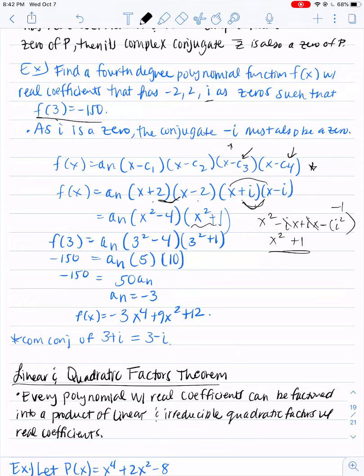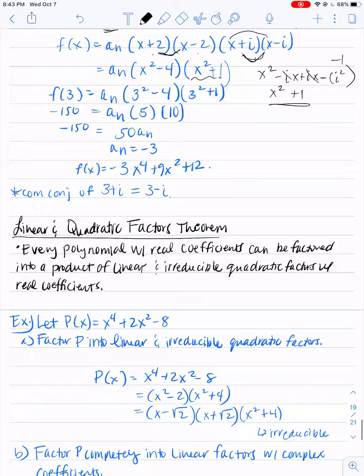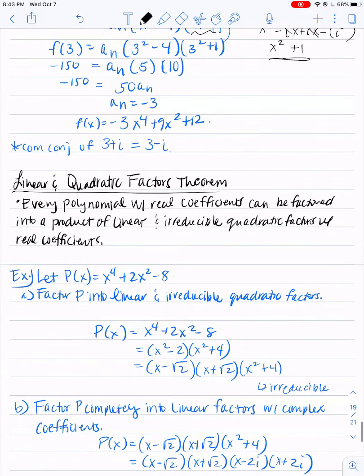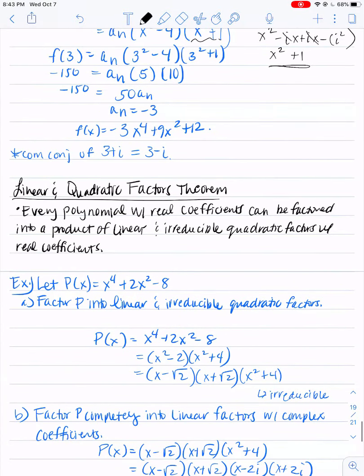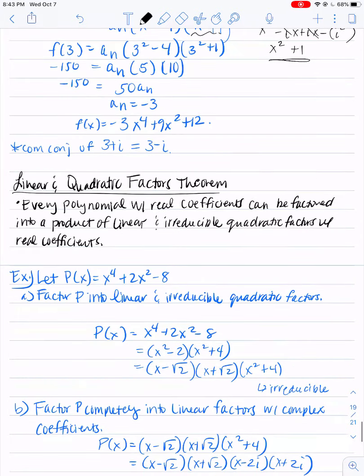So if I wanted to, I could plug that into the original thing and then multiply everything out to get negative 3x fourth plus 9x squared plus 12. And then also just a reminder that the complex conjugate of 3 plus i would be 3 minus i.